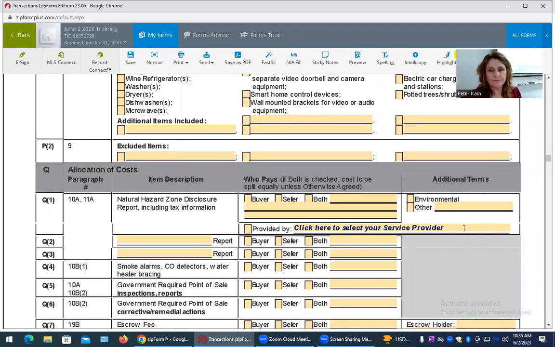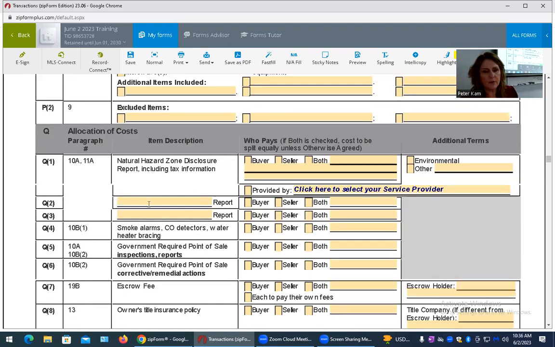Natural hazard, I always check for environmental as well. And that is not a Phase 1 like commercial. That's just environmental in the natural hazard disclosure, which they give on what's been going around in the area. So normally the seller, if there are other reports you're requesting, go ahead and insert them.